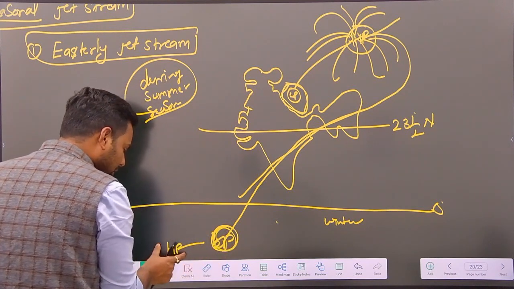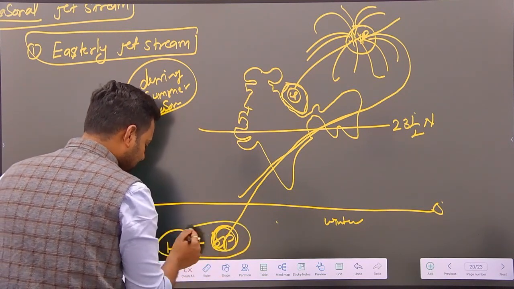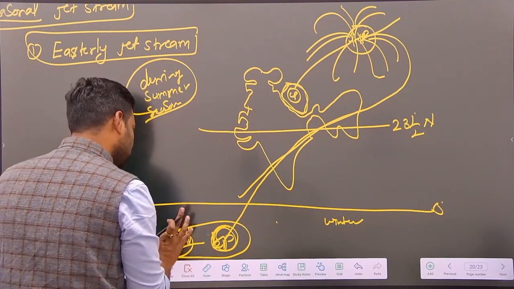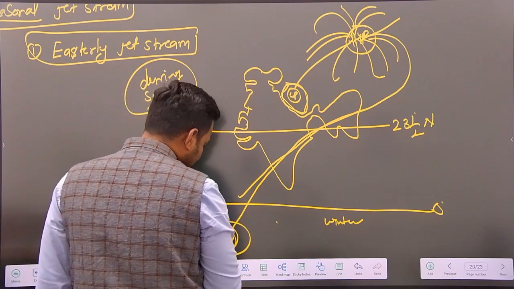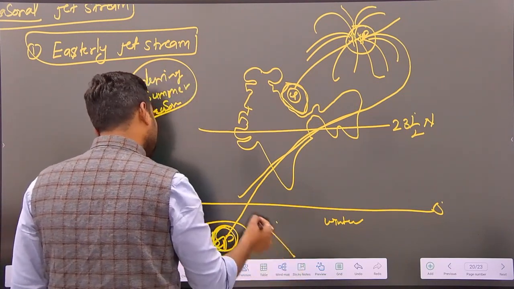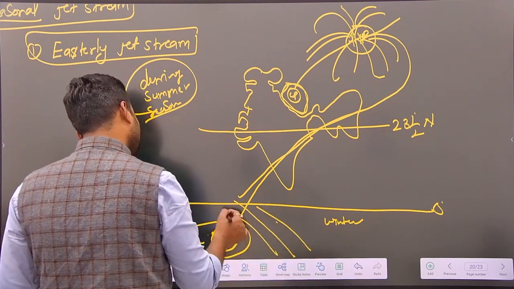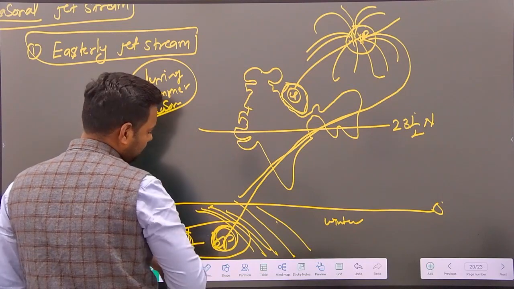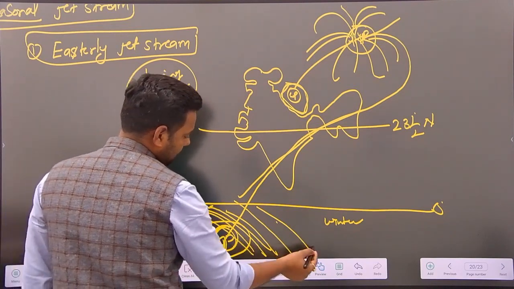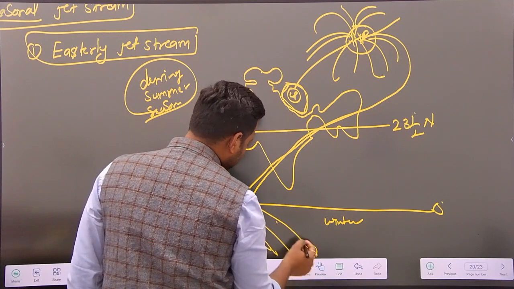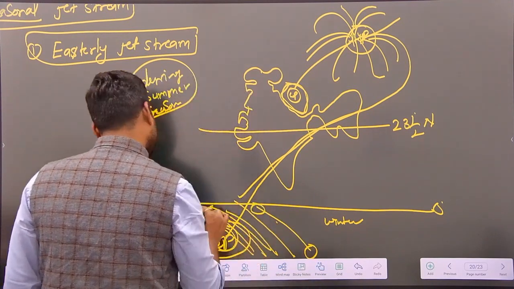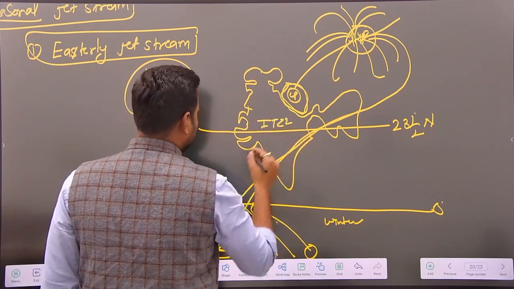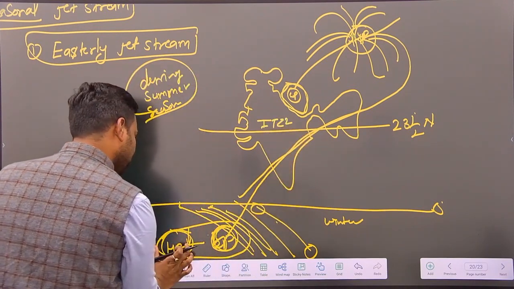When there is subsidence of air near Madagascar, it creates a strong low pressure. When a strong low pressure is created, the southwestern trade winds move, the direction being southeast to northwest. They are moving and crossing the equator. Here is the development of ITCZ, and here is a strong subsidence of high pressure.